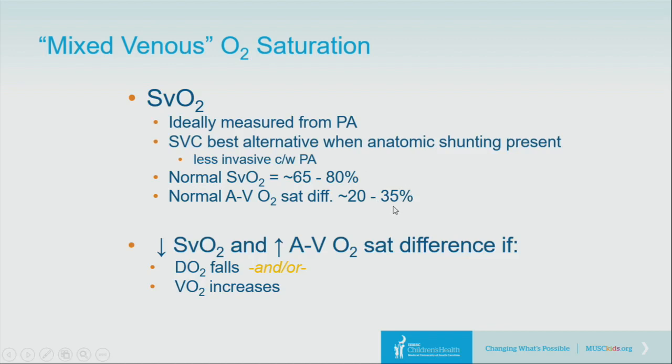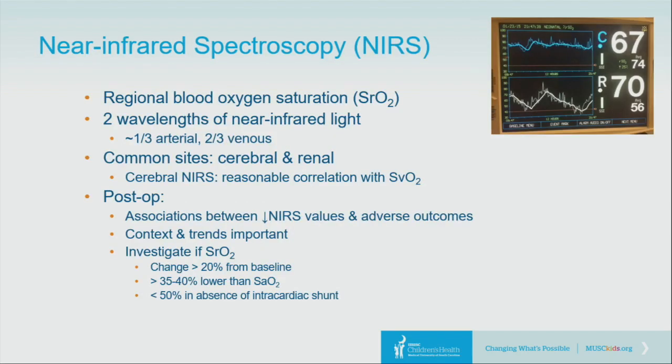So there's no set number that we use to chase or treat, but in general, if values are below 65 to 80% and trending downward, or if there's a large arterial venous oxygen saturation difference greater than 35 to 40%, some form of investigation may be indicated. And as we're going to talk about in more detail, your mixed venous oxygen saturation is going to go down in the ICU for one of two reasons: either your delivery is decreased or your systemic oxygen consumption has increased.